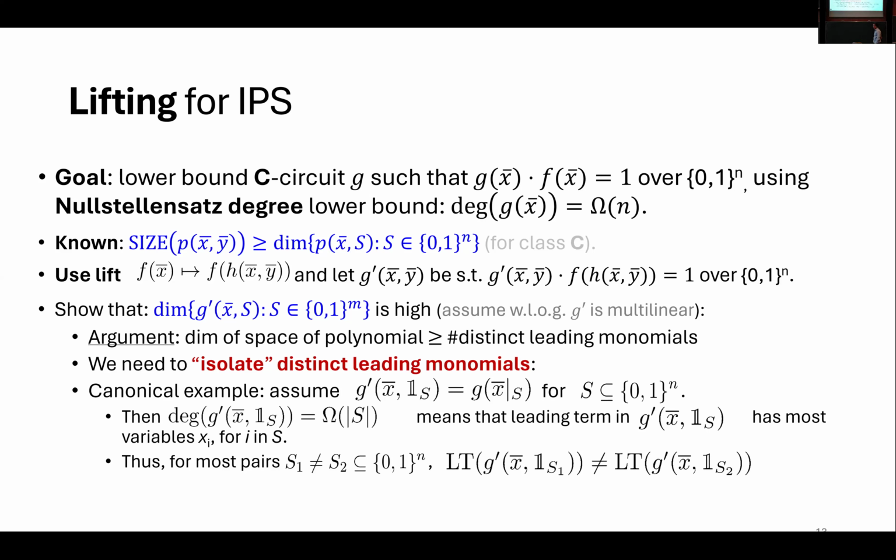No, sorry, forget it. It's just an assignment. Yeah, sorry. And it collapses when you assign the Y's, it collapses to the original G in the X's. Now you have Nullstellensatz degree lower bound on this.